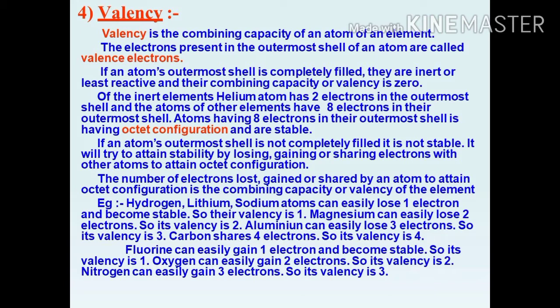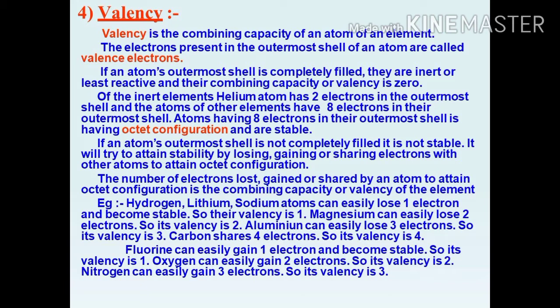Nitrogen can easily gain 3 electrons because the outermost shell of nitrogen contains 5 electrons. How many more electrons do they need? 3 more. 3 more means it will attain 8. So its valency is 3. How can we calculate the valency electrons? Carefully listen to this one. In your textbook, page number 51, there is a table column. Valency is also there.